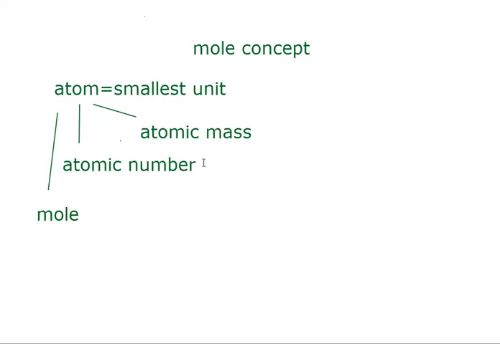The atomic number is defined as the number of protons present in an atom. And the atomic mass is defined as the number of protons plus the number of neutrons present in an atom. If we consider it as a standard unit, it is defined as 1/12 the mass of the carbon atom. So all in all, these depend on the protons and neutrons.